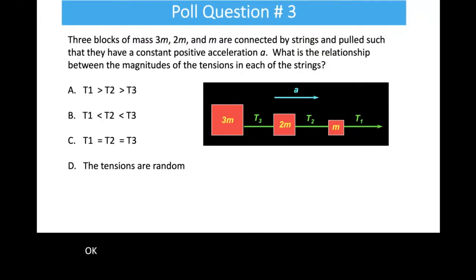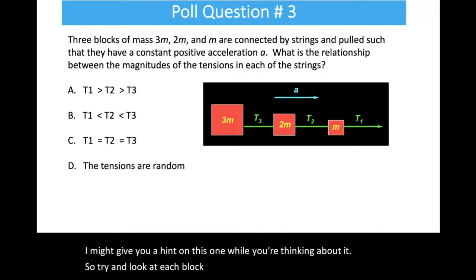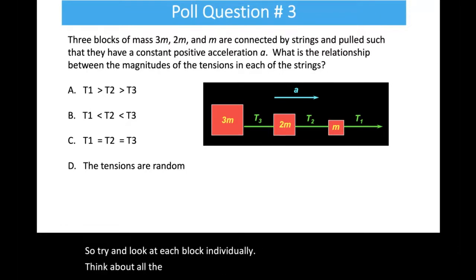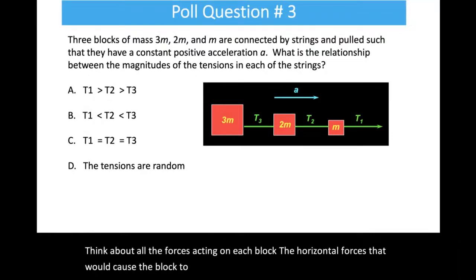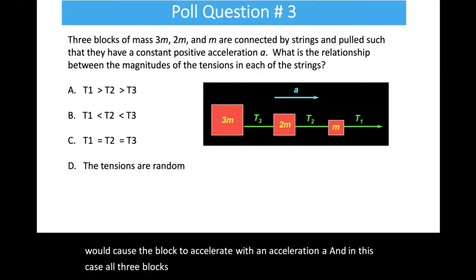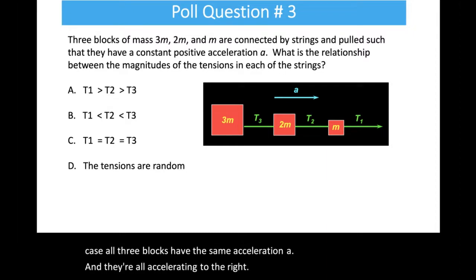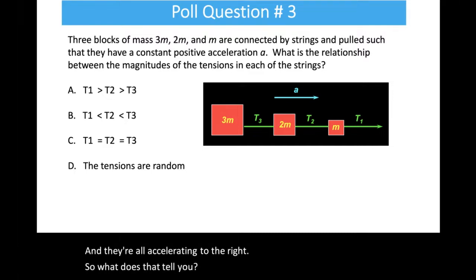I might give you a hint on this one while you're thinking about it. Try and look at each block individually, think about all the forces acting on each block, the horizontal forces that would cause the block to accelerate with an acceleration a. In this case, all three blocks have the same acceleration a, and they're all accelerating to the right. So what does that tell you about the sizes of the tensions acting on the blocks?